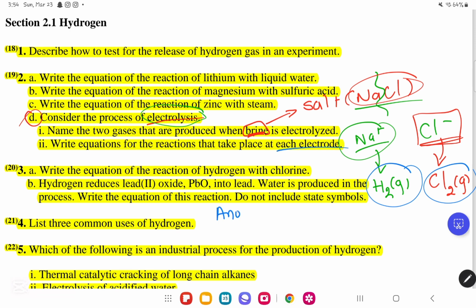What are the two electrodes? We have the anode and the cathode. What you need to know is that at the anode, and keep this in mind, always at the anode, it will undergo oxidation.